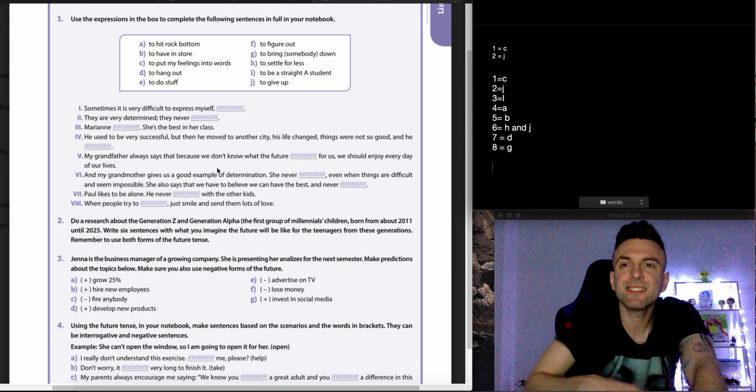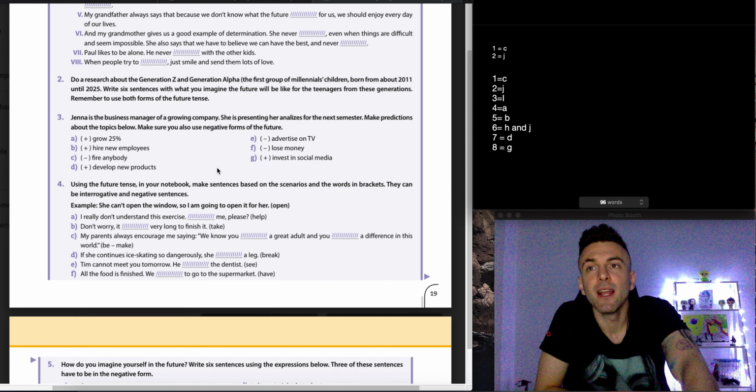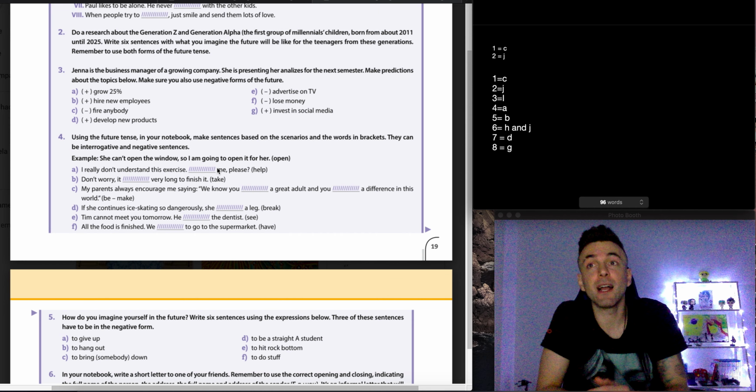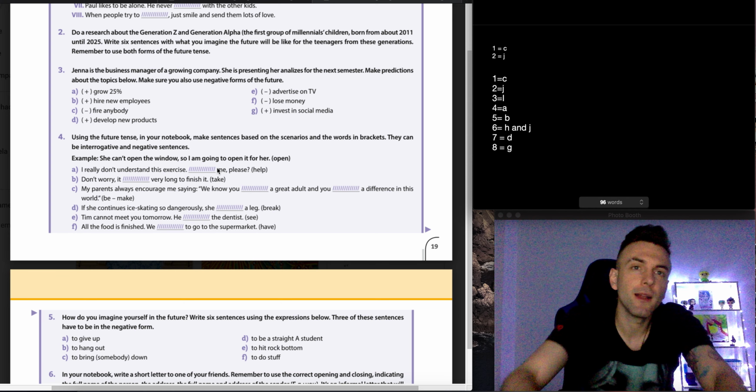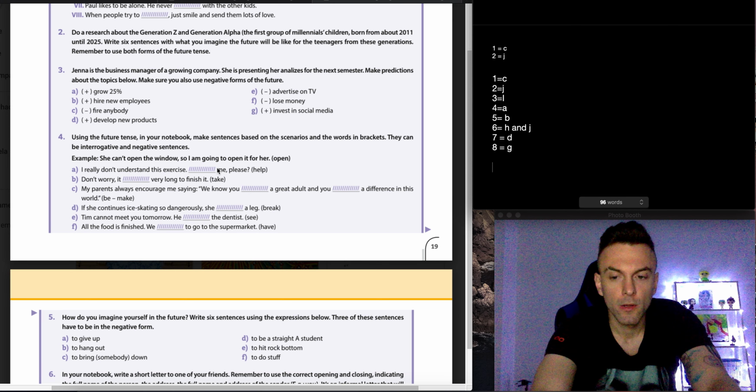Well guys, let's keep on going with our correction. Number 2 is asking you to do research about Generation Z, the Zoomers, and Generation Alpha, the first group of millennial children born from about 2011 until 2025. Write 6 sentences with what you imagine the future will be like for the teenagers from these generations. Let's go. So, 6 phrases.